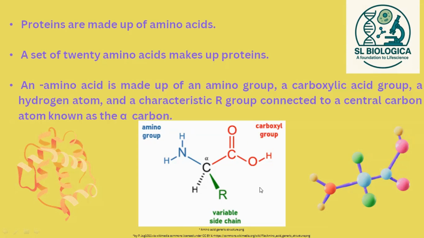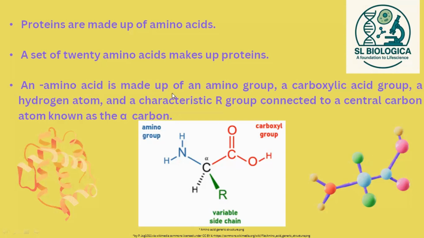So this is the basic structural unit of an amino acid. Then we can say central carbon atom, alpha carbon atom. It is attached by an amino group, carboxyl group, hydrogen atom, and variable side chain. Okay. So based on this variable side chain, amino acids differ.